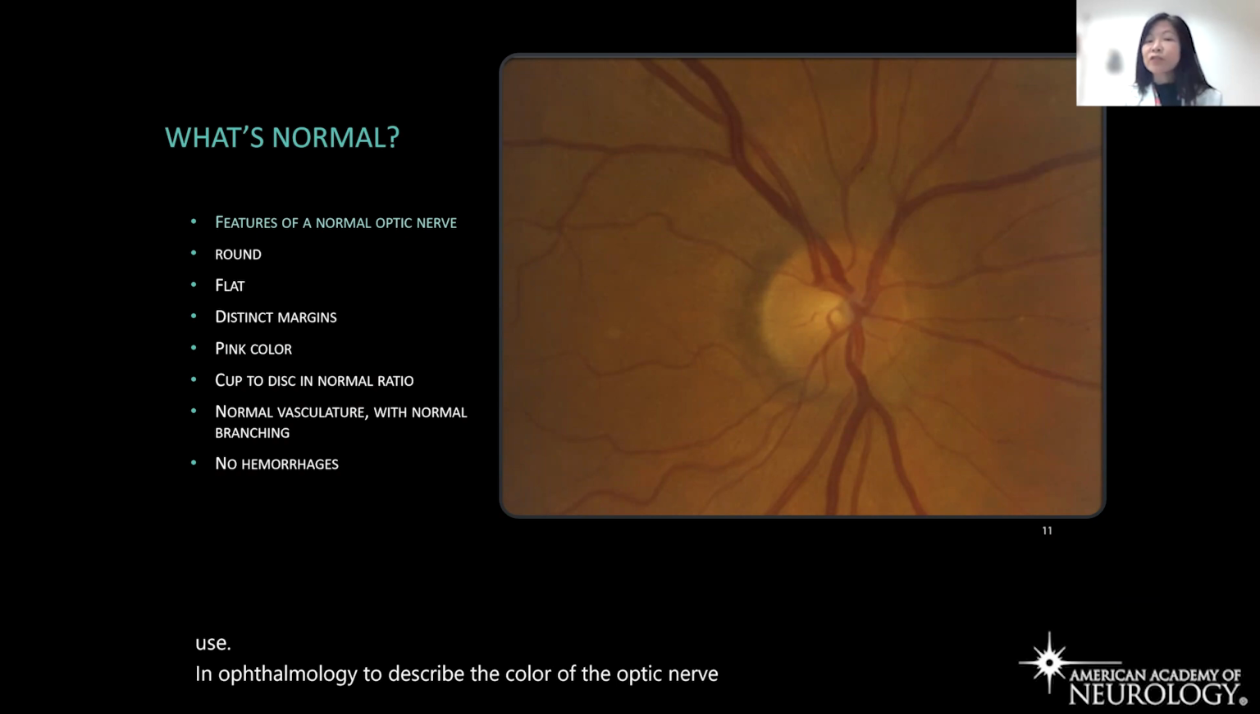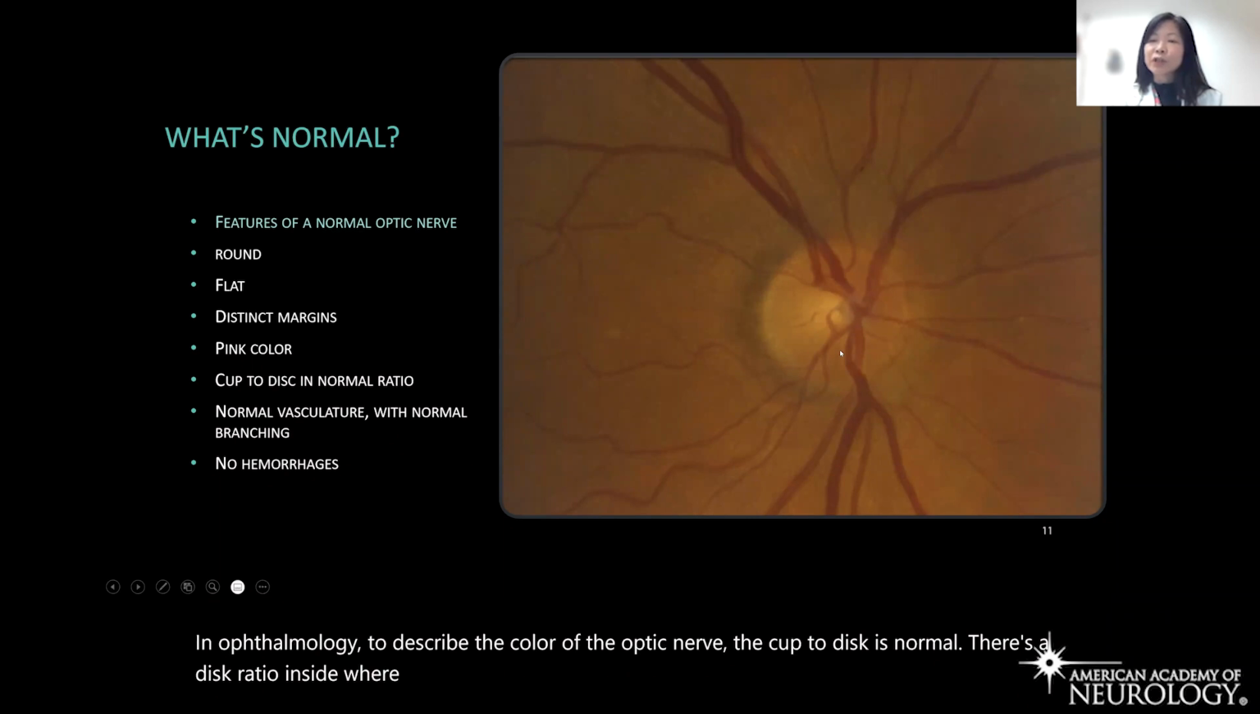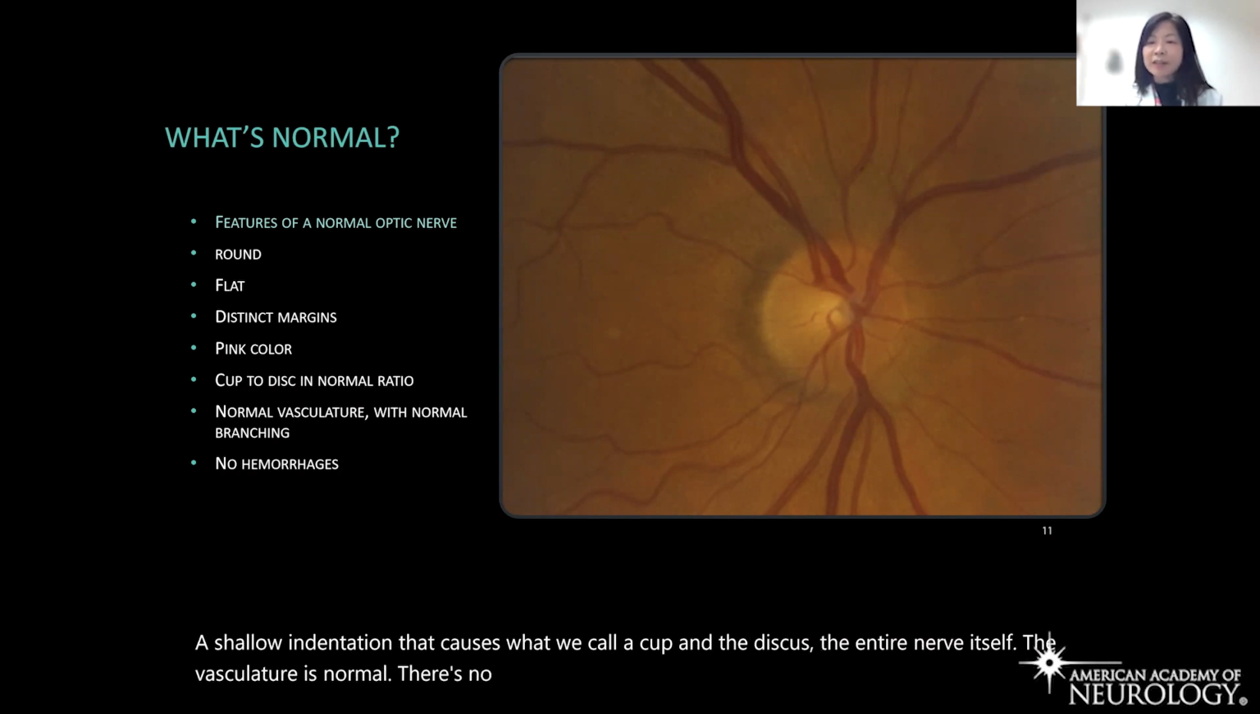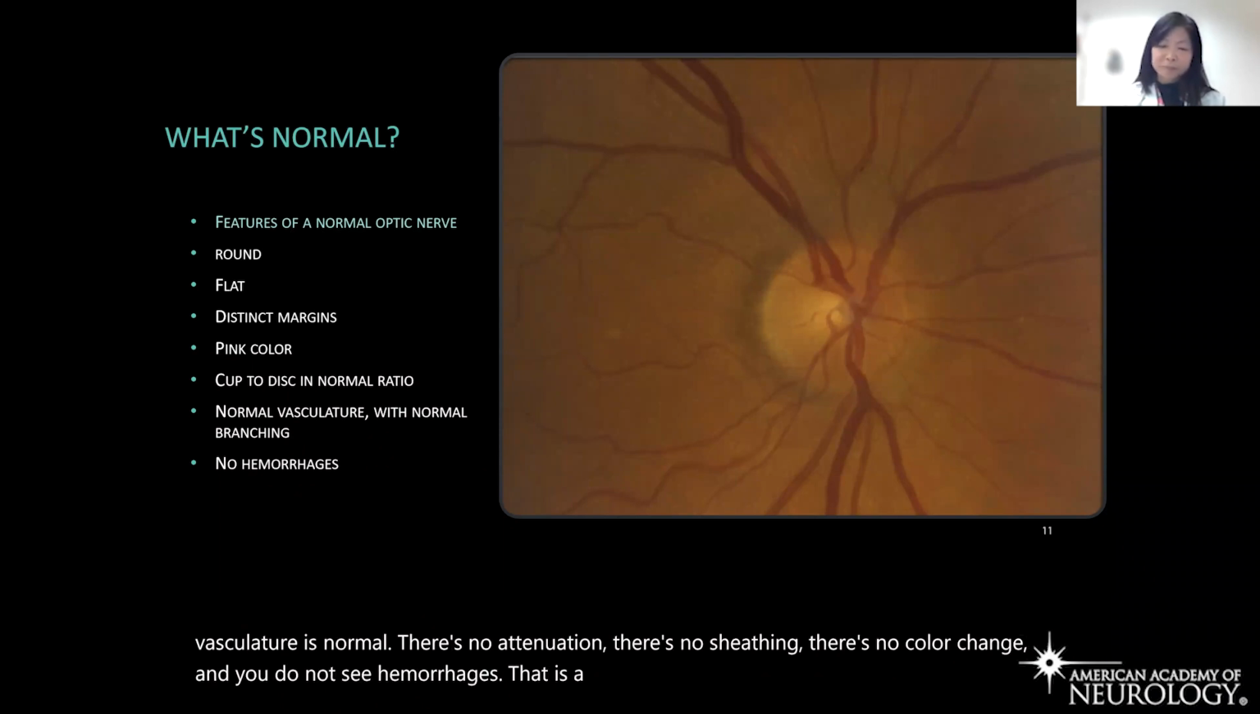The cup to disc is normal. There's a disc ratio inside where, when the nerve goes in and turns 90 degrees, it causes a little shallow indentation that causes what we call a cup, and the disc is the entire nerve itself. The vasculature is normal. There's no attenuation, there's no sheathing, there's no color change, and you do not see hemorrhages. That is a normal optic nerve.